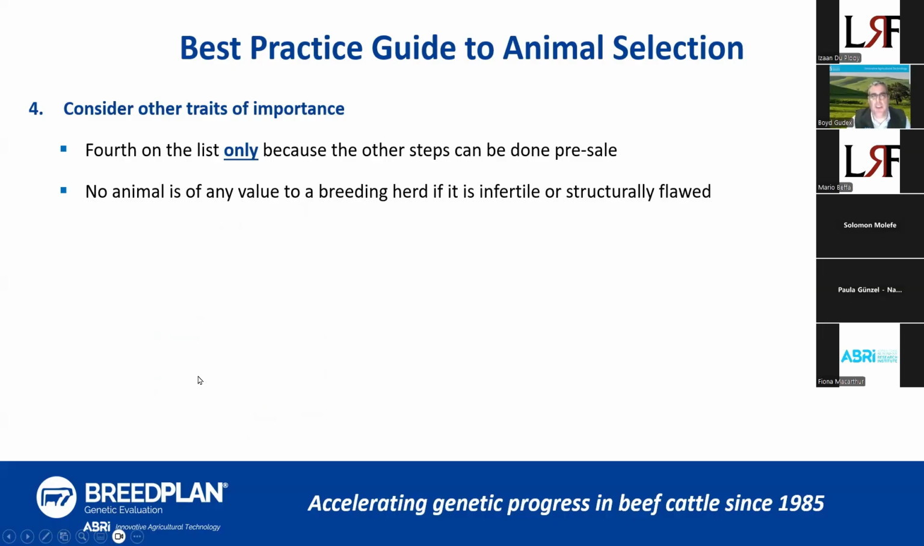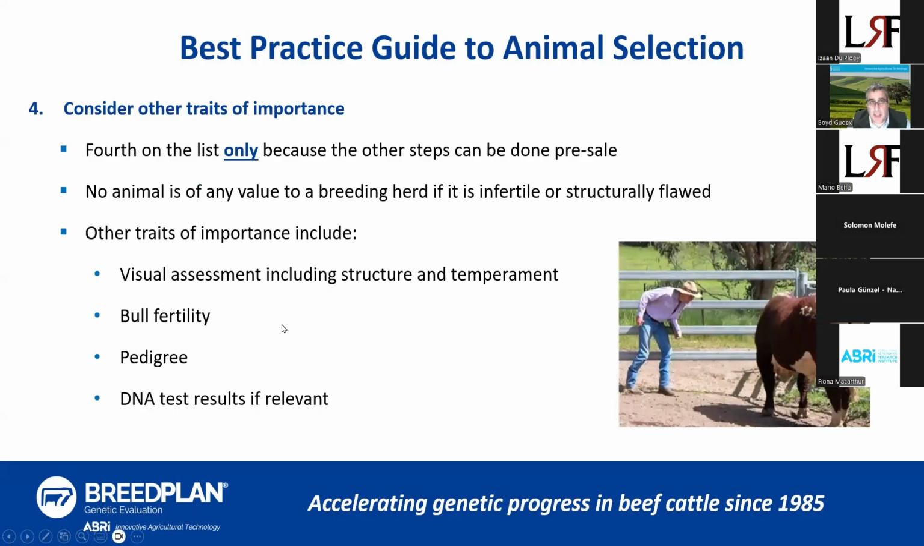Then we've got other traits of importance. Now, they're certainly not fourth on the list because they're the least important. They're as vital as any of the others, if not more vital. They're only fourth because the other steps can all be done pre-sale, whereas some of these need visual appraisal, so you might need to see the animal. No animal is of any value to a breeding herd if it's infertile or structurally flawed. So other traits of importance include visual assessment, including your structure and temperament, bull fertility, pedigree, so you can try and avoid inbreeding, and DNA test results if relevant and available for you.